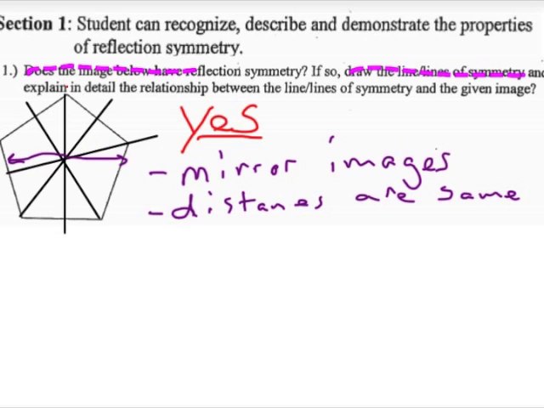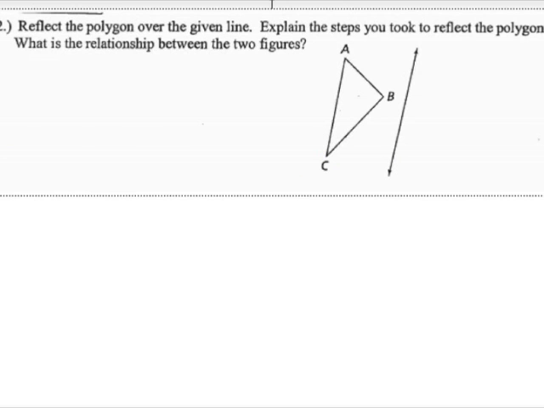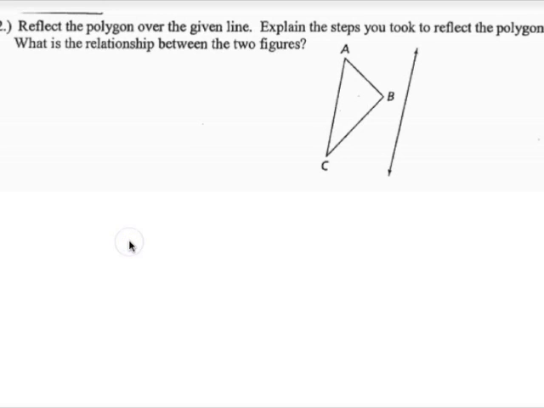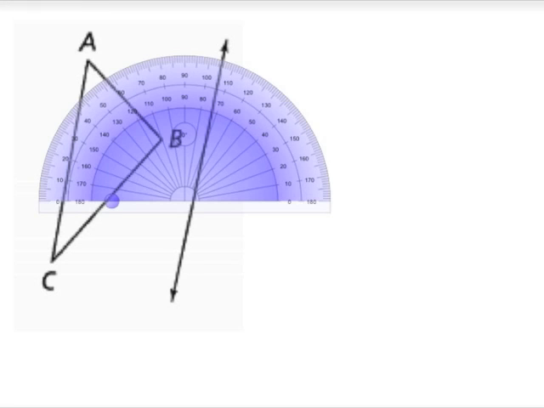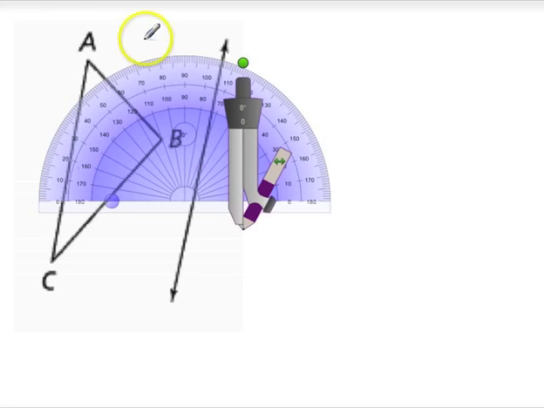Now, let's go to the next question that might appear on a test. And it says, reflect the polygon over the given line. Explain the steps you took to reflect the polygon and what is the relationship between the two figures. So what I did was I took this right here and I blew it up a little bit larger right here so we can see. So you're going to need some tools to do this. And so I'm going to use a compass and I'm going to want a protractor for this.